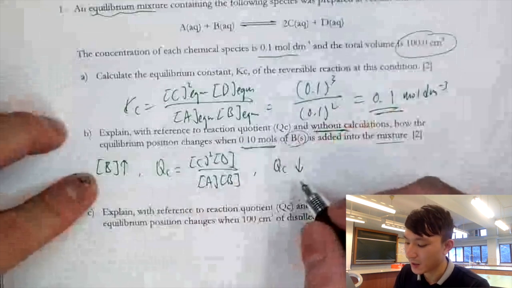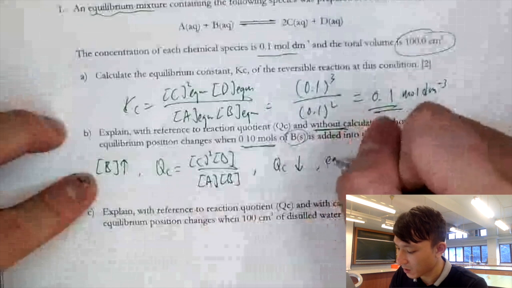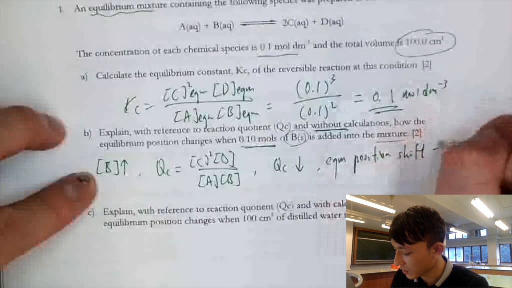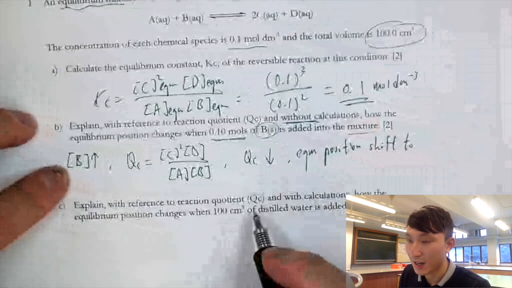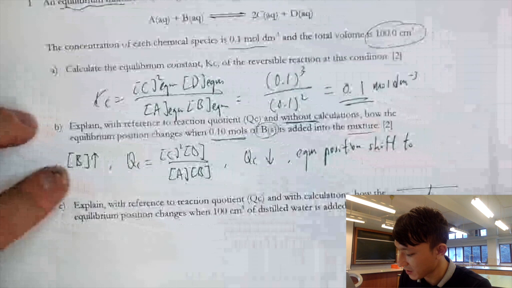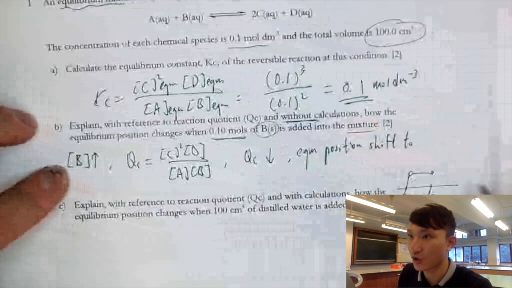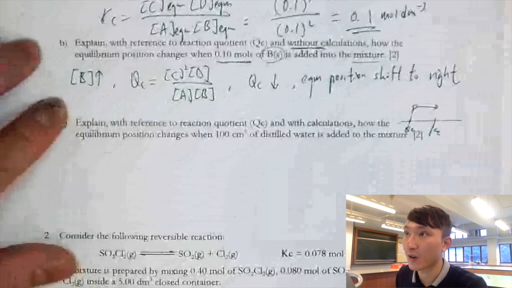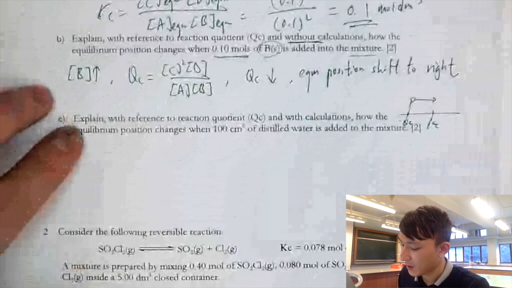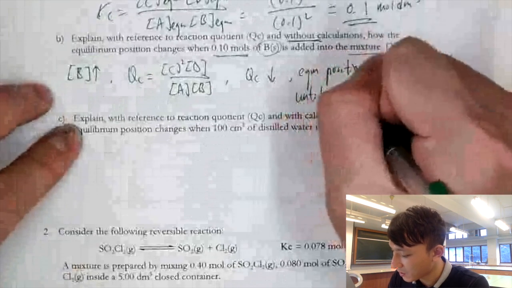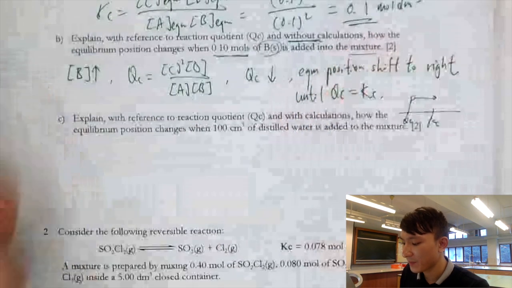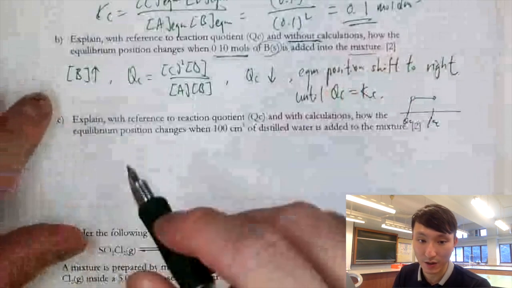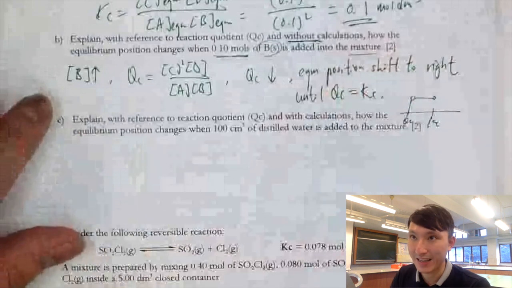When Qc decreases, we will expect to see the equilibrium position shift to, remember, a smaller Qc according to the number line, right? Kc is here, Qc is here, so it should shift to the right, until Qc equals Kc, okay? So this is how we answer this question. Of course, if you really want to answer it, use sentences.